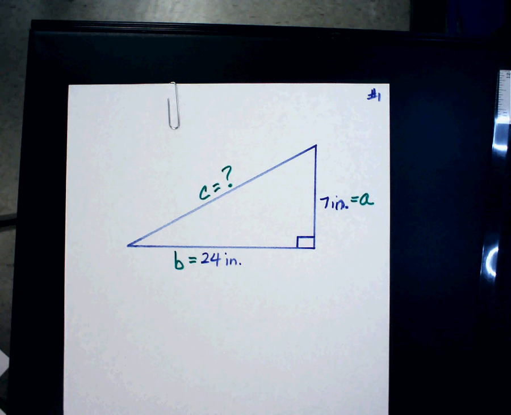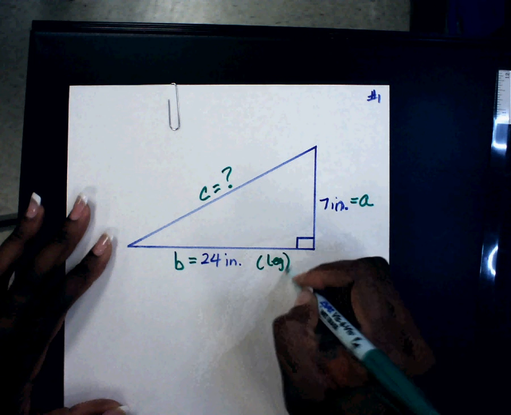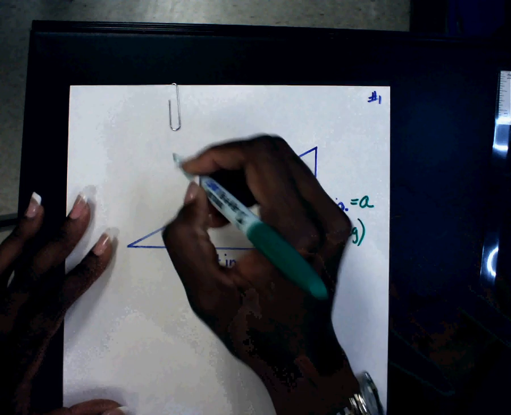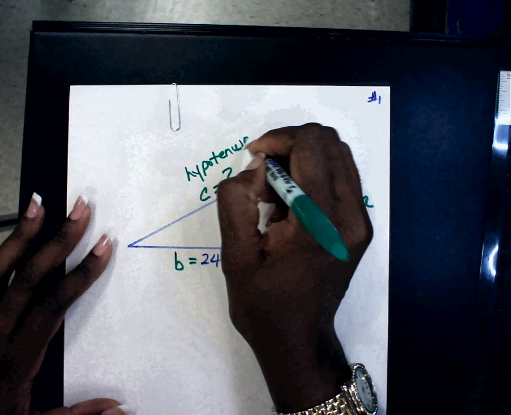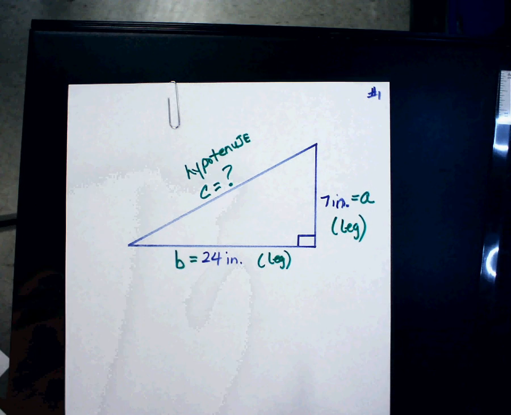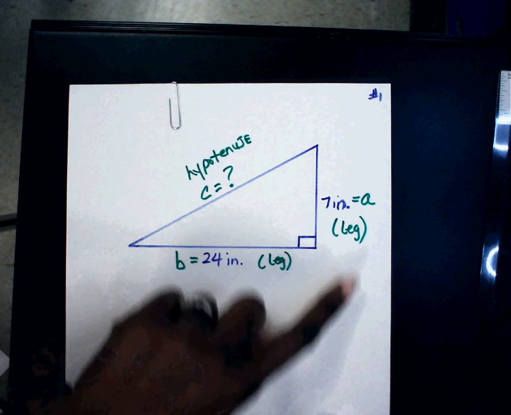And guess what? We don't know what the length is for our hypotenuse. Okay, so this is our leg. We have a leg over here, that's our leg A. And then up top we have our hypotenuse. Okay, so that's the most important step when you are trying to find the missing length in a right triangle: knowing what is your A, what is your B, and what is your C.